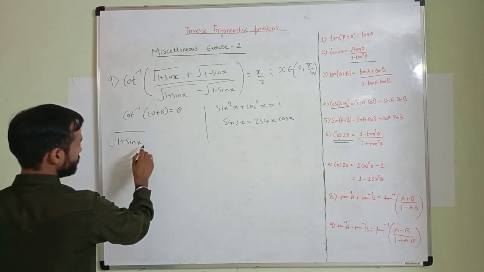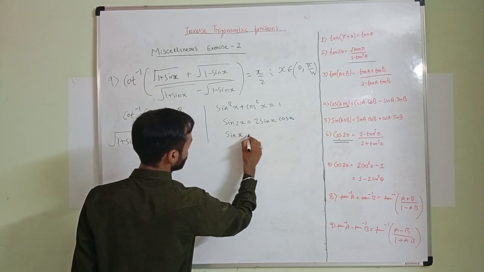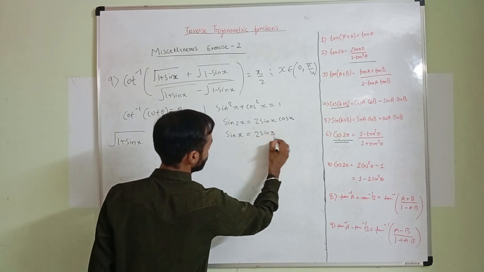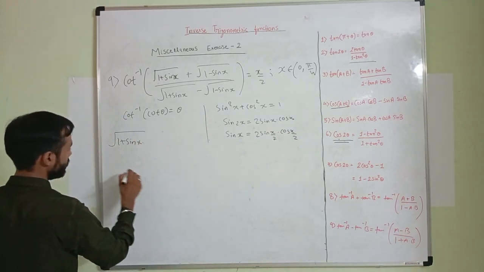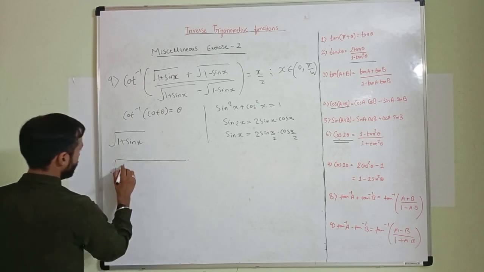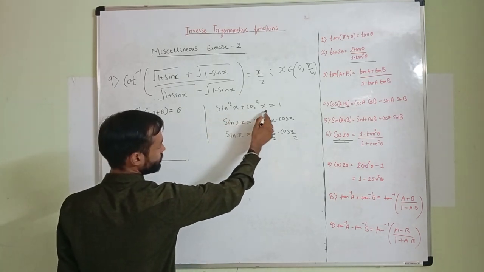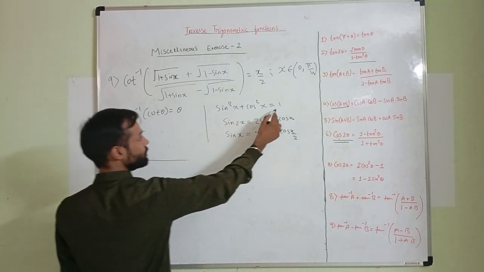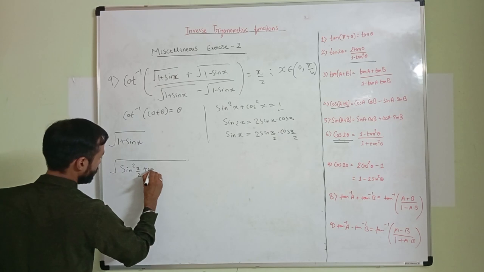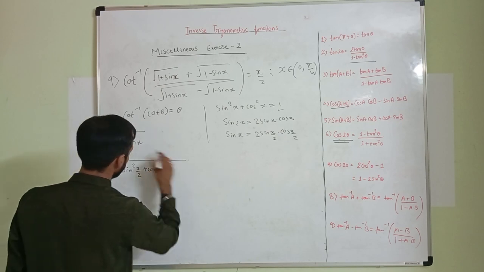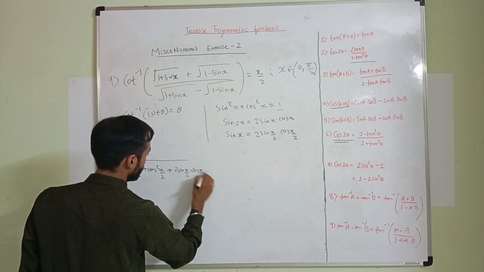Now here sin x is given, so when we are dividing this theta by 2, we will get 2 sin x equals 2 into sin x by 2 into cos x by 2. Now placing all these values here, in place of this sin square x plus cos square x, we are placing sin square x by 2 plus cos square x by 2, because ultimately it will give the same result, that is 1. So now sin square x by 2 plus cos square x by 2 plus this sin x will be 2 sin x by 2 into cos x by 2.